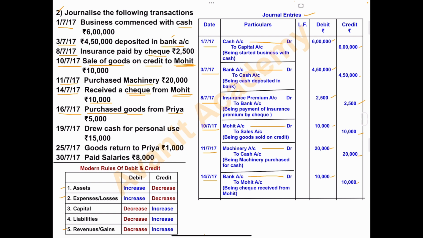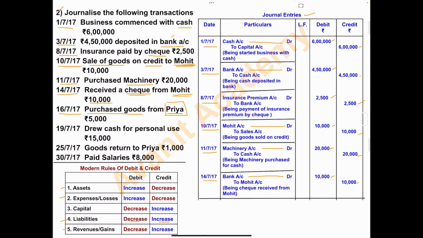So this goods is purchased from whom? Priya. So Priya is a creditor and creditor is a liability. And what is the rule for liability? See the fourth rule of debit and credit. Fourth one, liability. Decrease in liability is to be debited and increase in liability is to be credited.